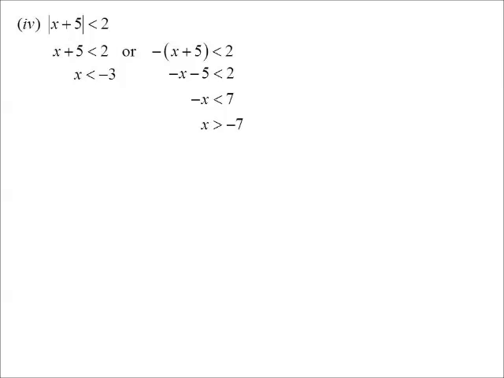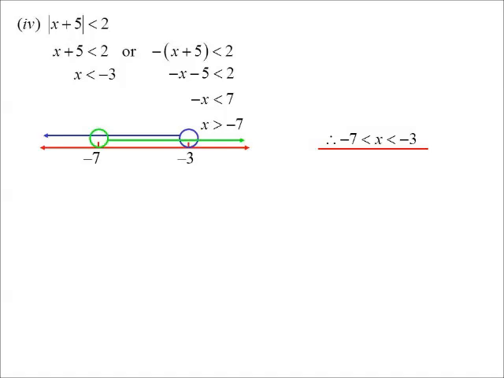So my final solution, and often it helps to plot it on a number line just to see what's happening. So less than minus 3, but also greater than minus 7. So I must be in between these 2 points. So x is in between minus 7 and minus 3. Let's just do another one.